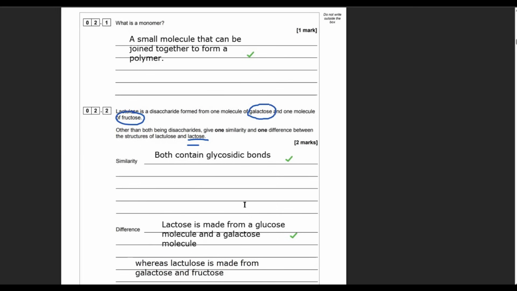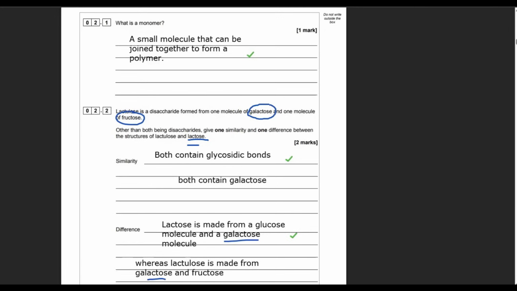A similarity in the structure that we could add here is that both contain galactose, right? So I would add that as a similarity. Other than both being disaccharides, give one similarity. I reckon both contain galactose, whereas lactulose has fructose and lactose has glucose instead of fructose. So that would be another similarity there.